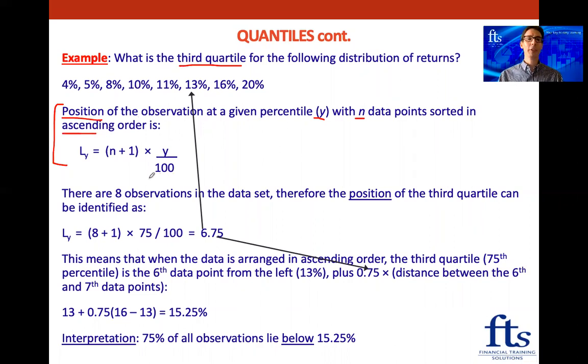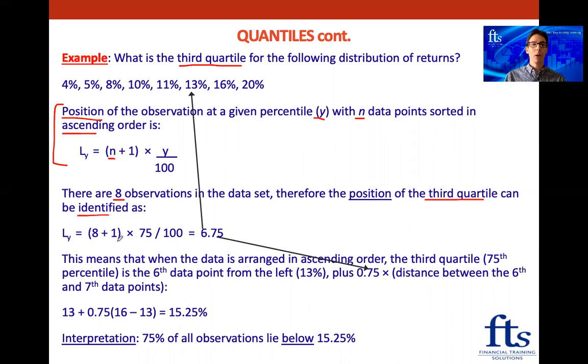So first of all, we need to see what is our n here. How many observations are there? Well, let's count them. There's 1, 2, 3, 4, 5, 6, 7, 8. Okay, so there are 8 observations in the data set. So therefore, the position of the third quartile, how can we do this? There's 8 data points, and the third quartile can be identified as... so where is the third quartile?